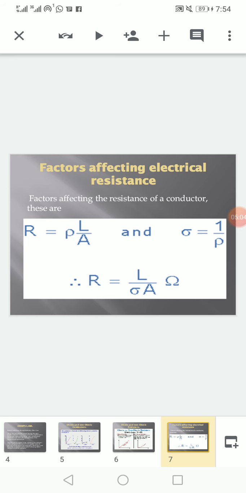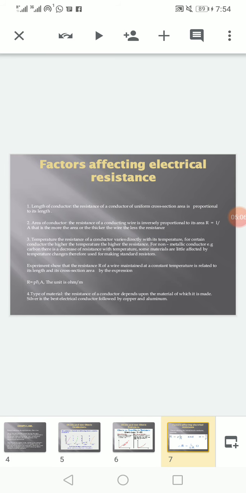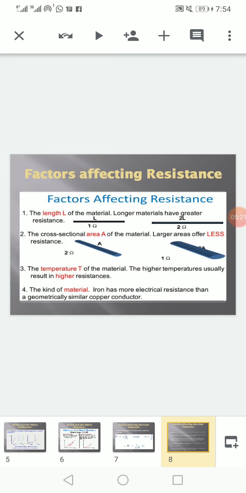Now, what are the factors that affect electrical resistance? These factors are the length, the area of the conductor, the temperature, as well as the type of material. So let's look at the effects of all the factors stated. What is the effect of length? The longer material has a greater resistance.